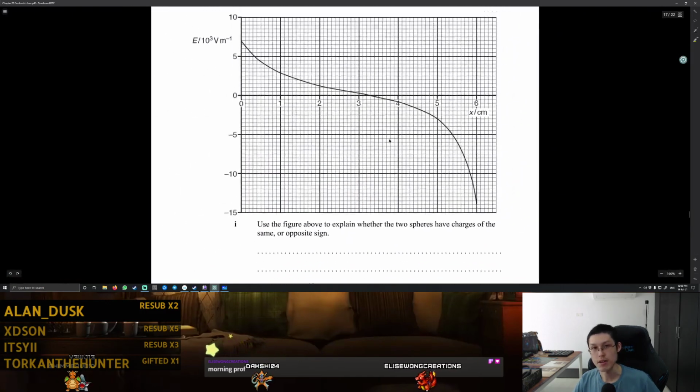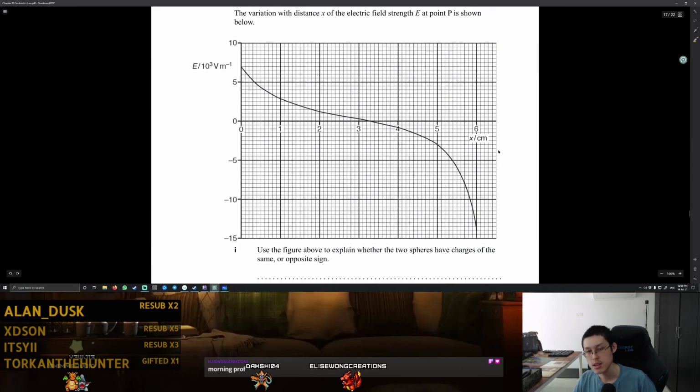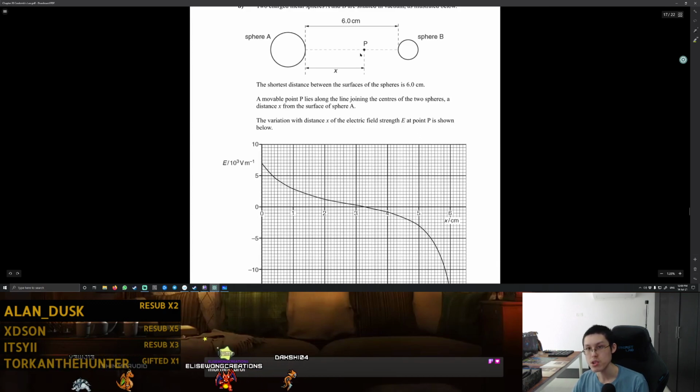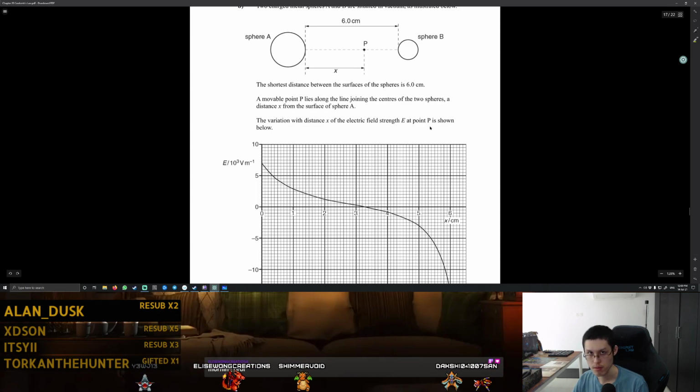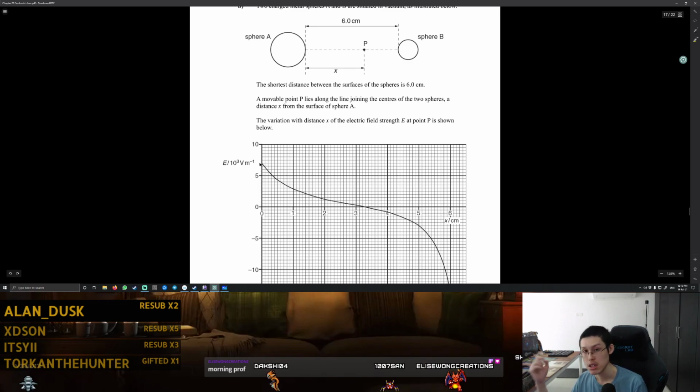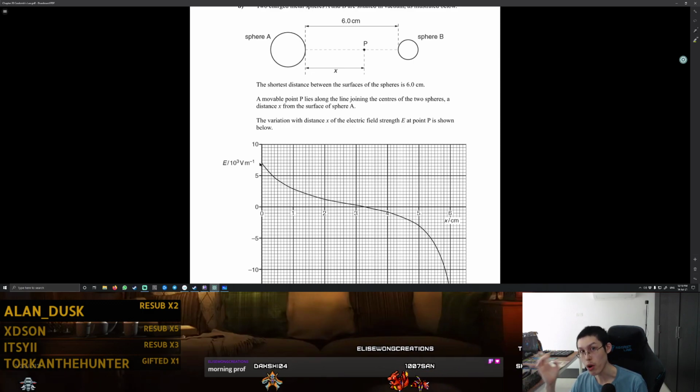So what exactly is this graph telling us? Let me zoom out a bit more so you can see the diagram here. So this P here, and if you read this sentence, it says the variation with distance x of the electric field strength E at point P. So this is actually the resultant electric field strength. It's not the electric field strength due to A or B. It is the resultant electric field strength due to both spheres.